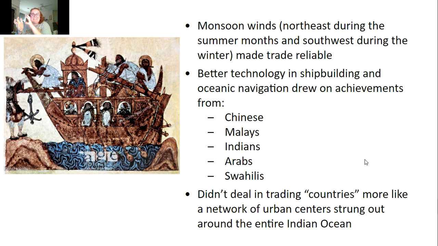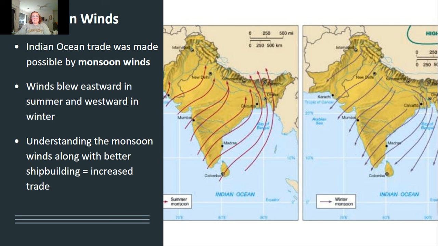They didn't deal in trading countries, more like a network of urban centers that were strung out around the Indian Ocean. So there were no dominant trading countries. Everybody got to take part in this particular trade because city centers became the main source of the trade during this time.